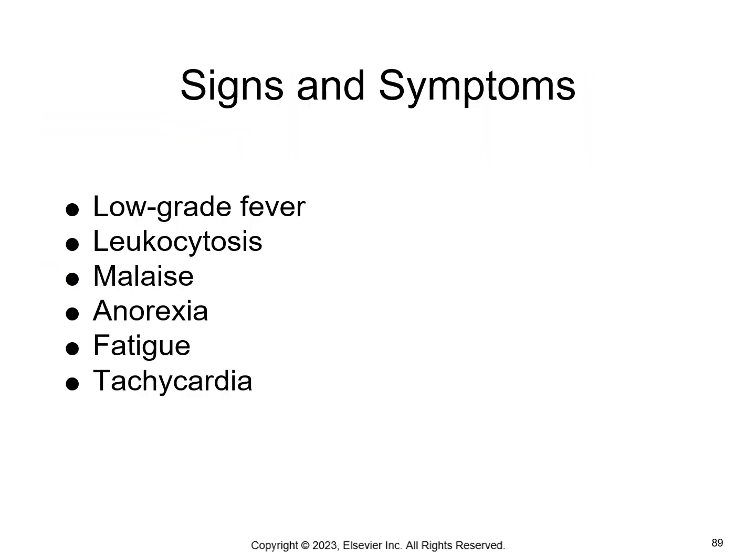So again, general indications of systemic inflammation present in acute rheumatic fever are going to be that low-grade fever, leukocytosis, malaise, anorexia, fatigue, and tachycardia. Also, heart murmurs, okay, can indicate the site of the inflammation. They might have epistaxis and abdominal pain. An acute heart failure may develop from the dysrhythmia or from the severe valve distortion.